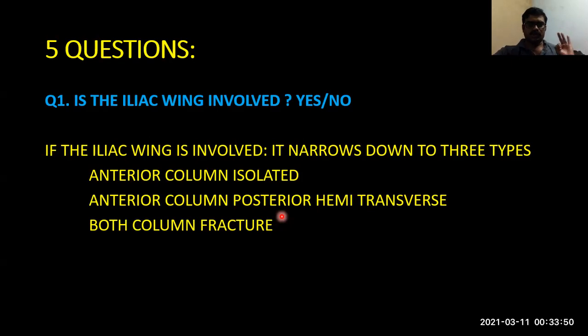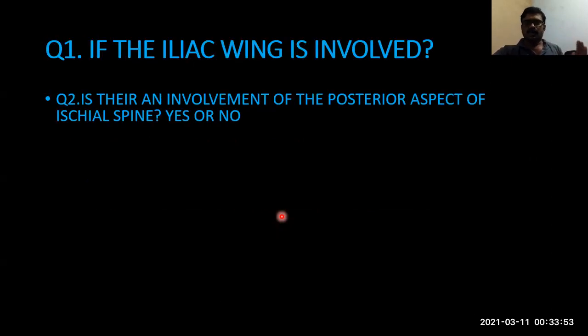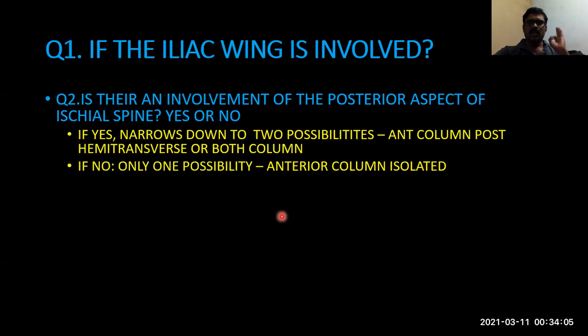Now, how to distinguish this? If the iliac wing is involved, the next question is whether the posterior aspect of the ischial spine is involved, yes or no. If the answer is yes, it narrows down to 2 possibilities. It can either be an anterior column with a posterior hemitransverse, or it can be a both column fracture. Now, if there is no posterior ischial spine involvement and only the iliac wing is involved, it is an isolated anterior column fracture. So, very easy to classify the first 3 types.